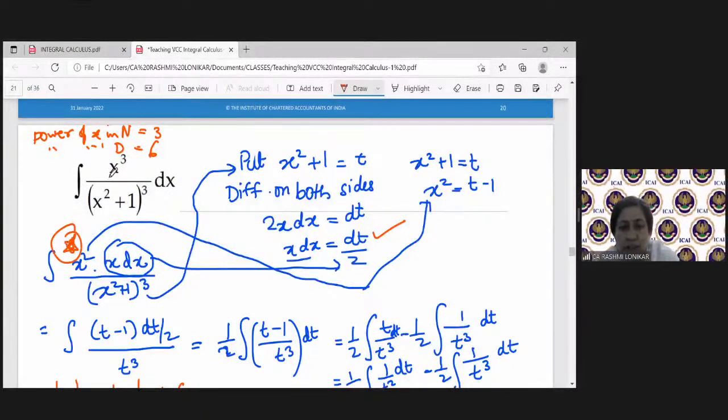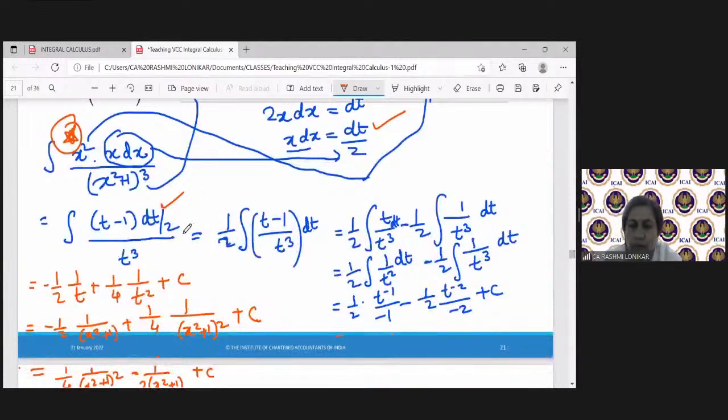I rearrange the numerator, which is x cube dx, as x square into x dx. Why like this? Because this is what I require, x dx. So instead of x dx, I will write dt by 2. Now what should I write for x square? You can see this arrow over here: x square plus 1 is t. So x square is equal to t minus 1. So instead of x square, I am writing t minus 1. Instead of x dx, I am writing dt by 2. And in the denominator, x square plus 1, I am writing t. So t cube.